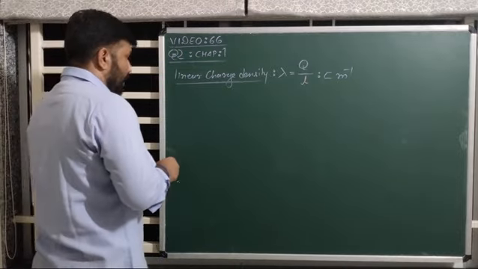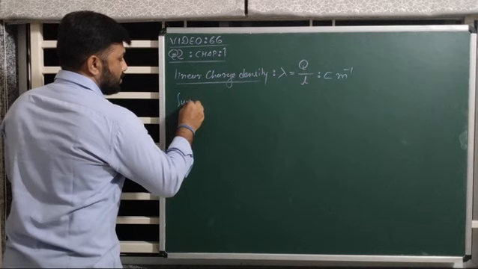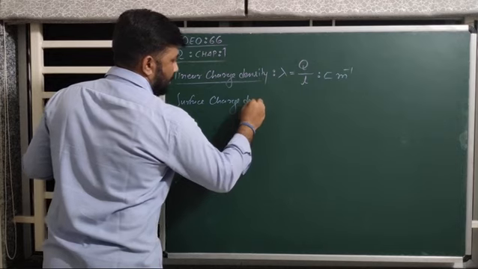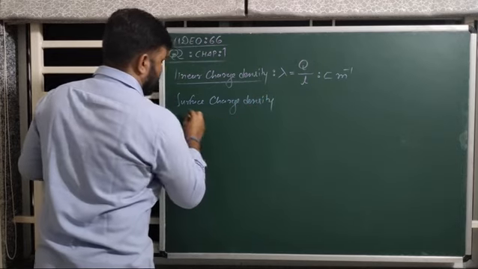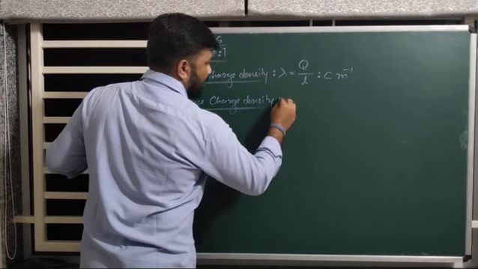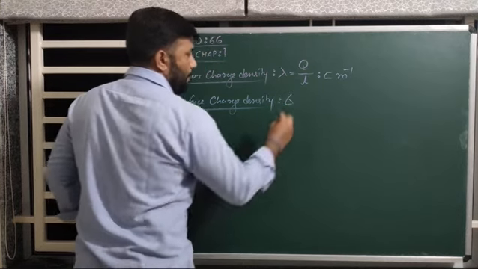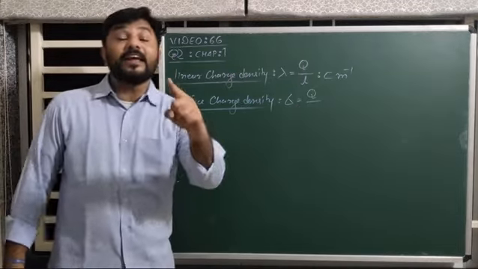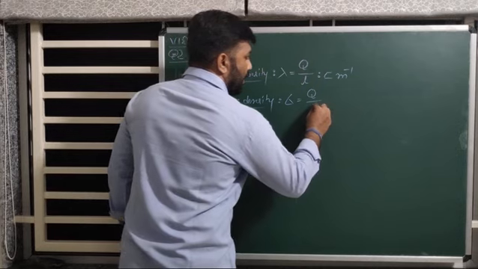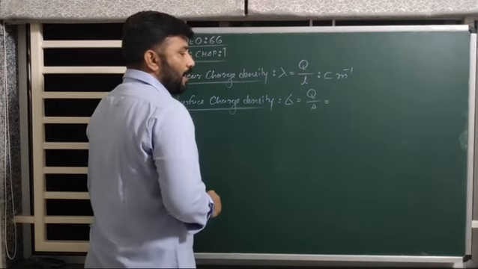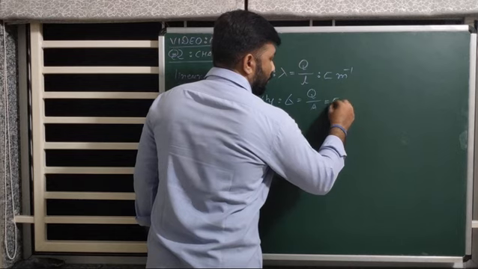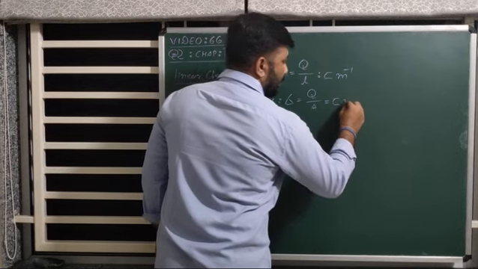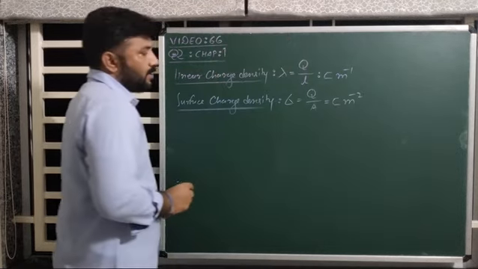Okay? In the same way, instead of linear, surface charge density. Sigma is equal to Q, as the surface has area, so Q by A. So you get Q in coulomb as its unit, A is area, so the unit is M minus 2.